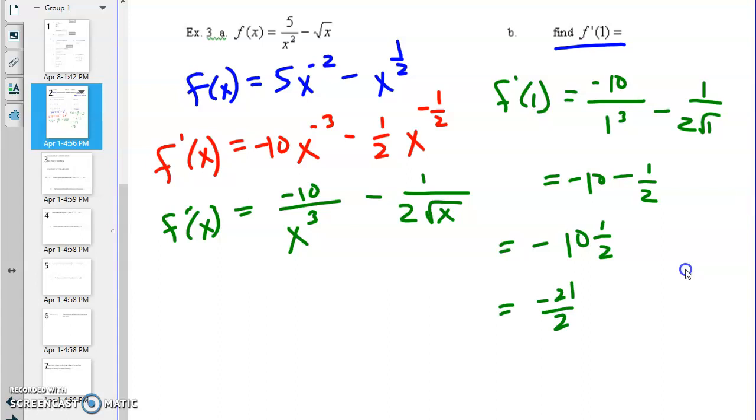All right, so that's nice power rule. Again, got to be good with exponents, both fractions and radicals. Now let's move on to some new stuff.